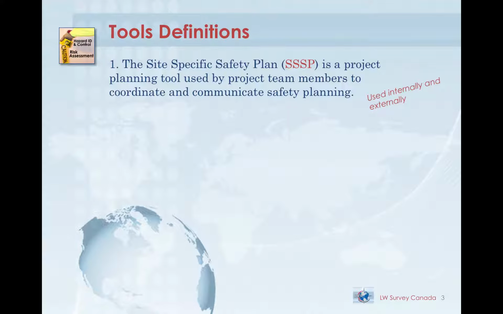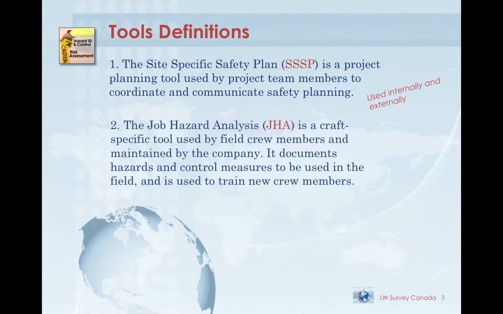The Job Hazard Analysis, or JHA, is a craft-specific tool used by field crew members and maintained by the company. It prioritizes and documents hazards and control measures for field operations, and it's used to train new crew members. A JHA is an internal LWS Canada hazard ID and hazard control plan that may also be included as part of a site-specific safety plan.